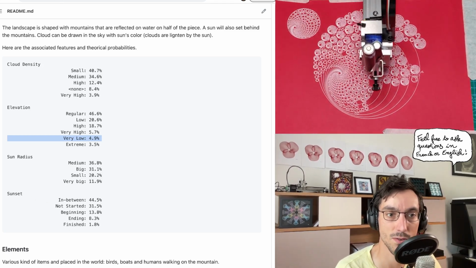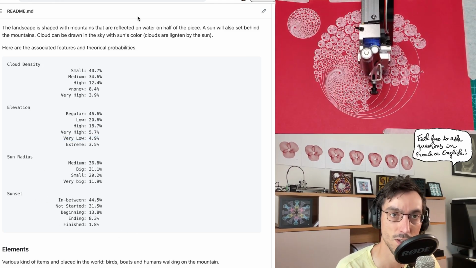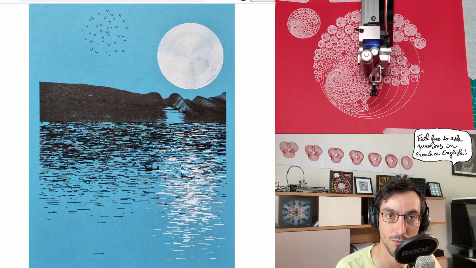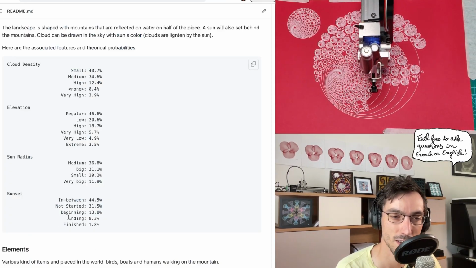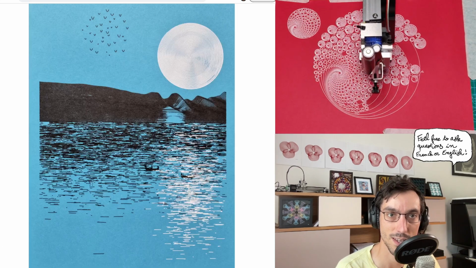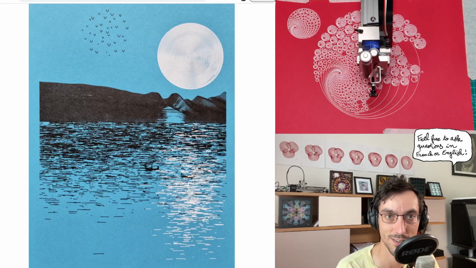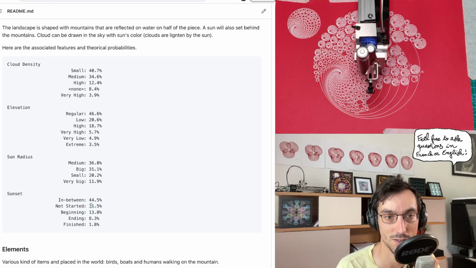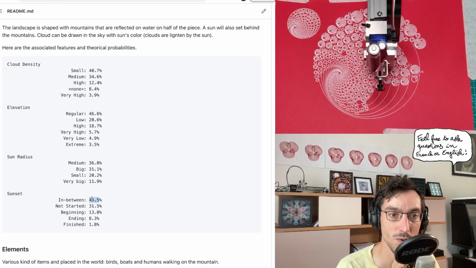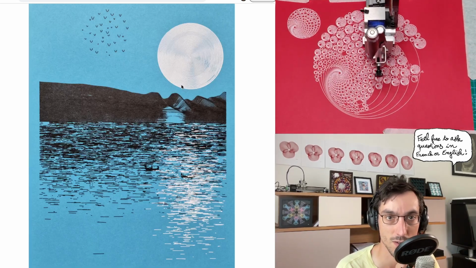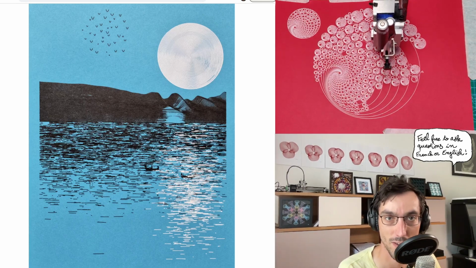The sunset also defines if the sun is touching. If it's inside here, for instance, it's not started. So the sunset has not started, it's still in the sky, the sun. So this is just not most of the time. Most of the time it's actually in between, meaning it's in the middle, like it's starting to traverse the mountain.